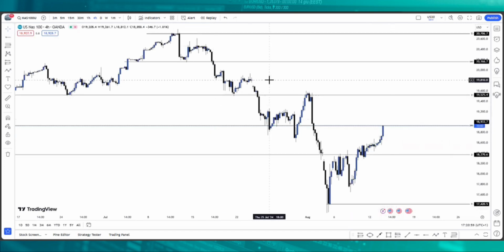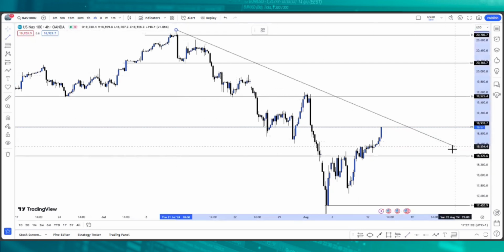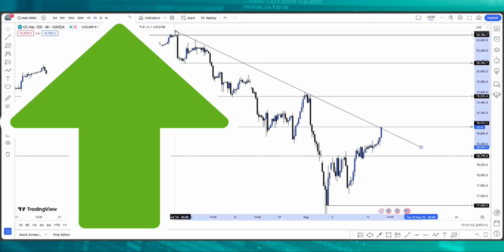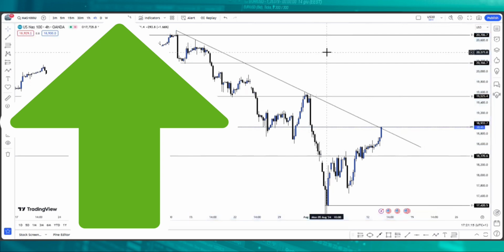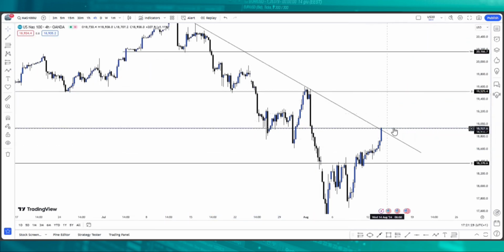Telling us that the NASDAQ market will be heading to the upside. What should we be doing? We should only be looking to buy NASDAQ. Whenever the market is on a bullish move, we should be looking to buy NASDAQ. And whenever the market is on a bearish move, we should be looking to sell NASDAQ. From this level, I'll be looking to buy NASDAQ. I won't be selling NASDAQ right now.